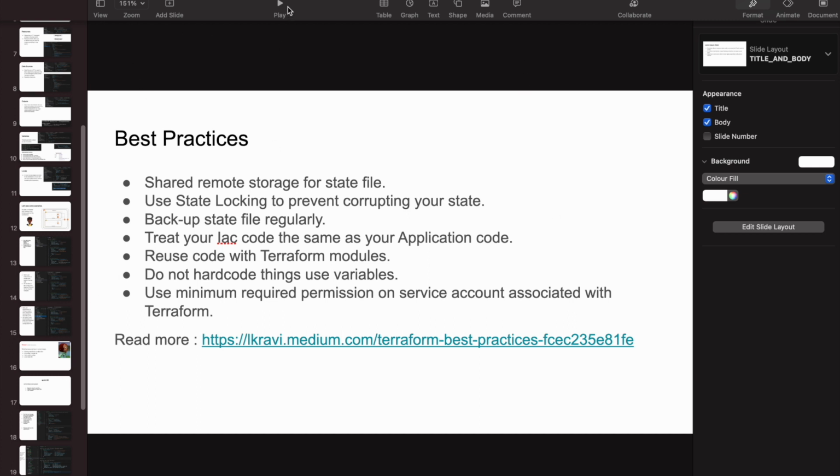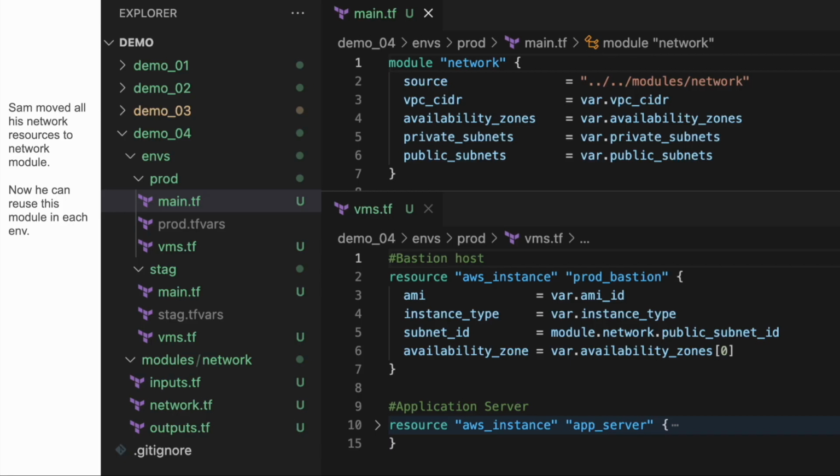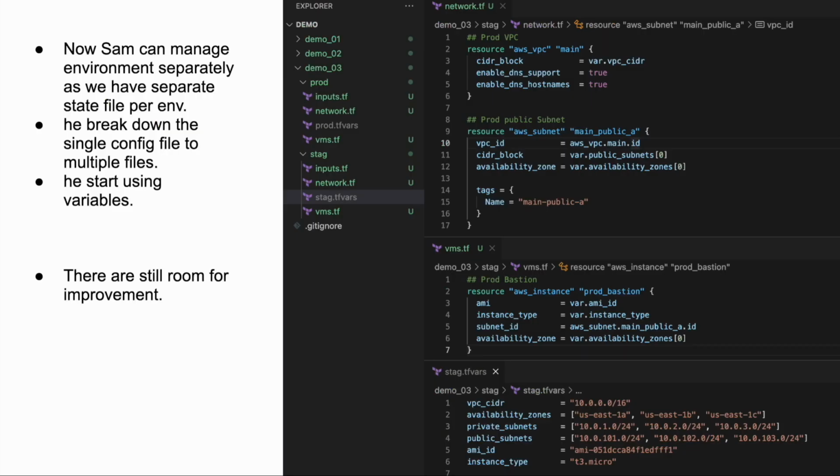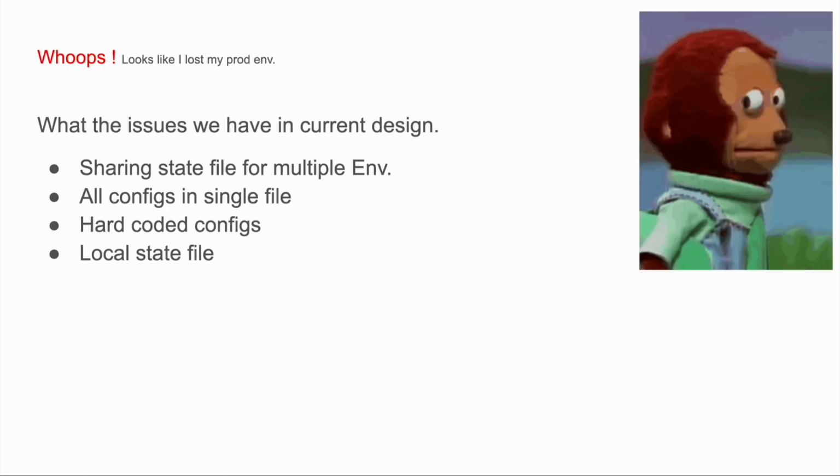Back to our slides. In this scenario we covered how to modularize and improve our code by reusing it, and also how to use a remote state, separate state for each environment, refactor config into multiple files and use variables, and how to migrate a local state file to a remote state file.